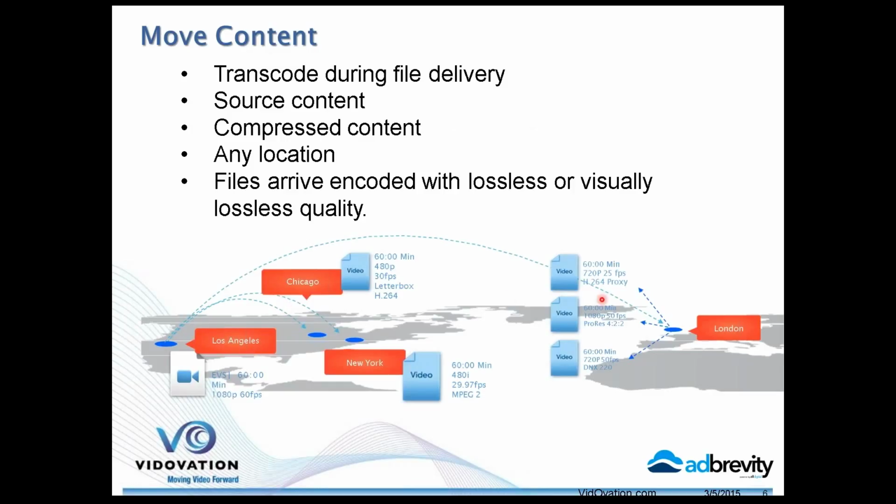So basically, what is the purpose? It's to move content, our source content or our compressed content, our raw content from the camera, or some mezzanine compressed content that we need to collaborate on with colleagues in different locations or on different continents around the world. And the system saves you time because the file arrives in the encoded format you desire at the destination location.